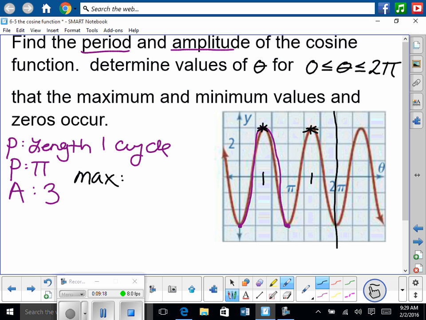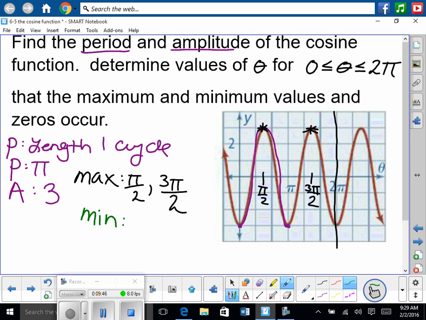Well look, isn't from here to here pi? So isn't this going to be halfway through there? So pi halves? So this is pi halves and this is 2 pi halves, right? So this is 3 pi halves. So we know that the maximum values happen at pi halves and 3 pi halves. Questions on where my maximum values are happening? Okay, let's do minimum values now.